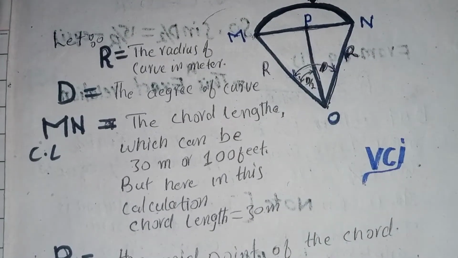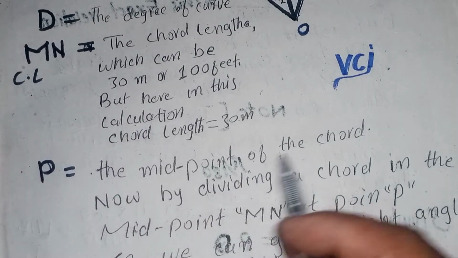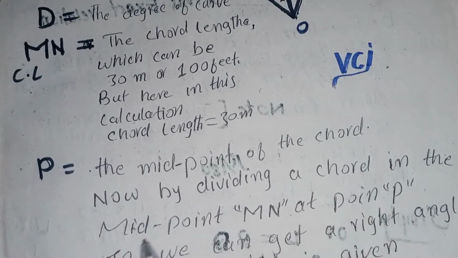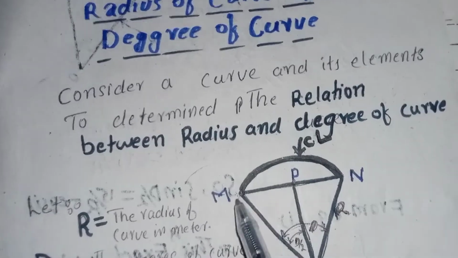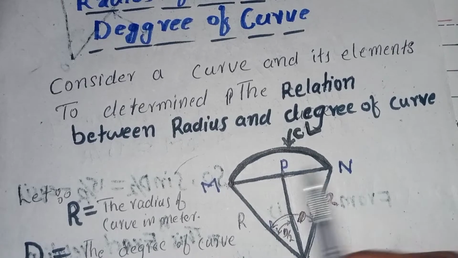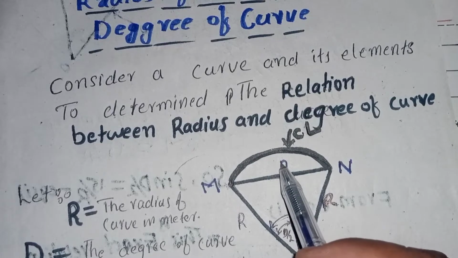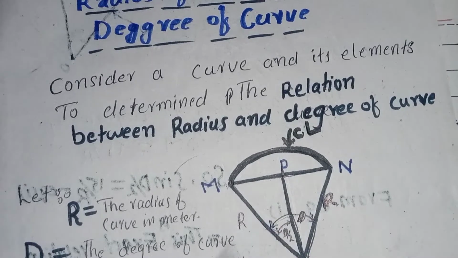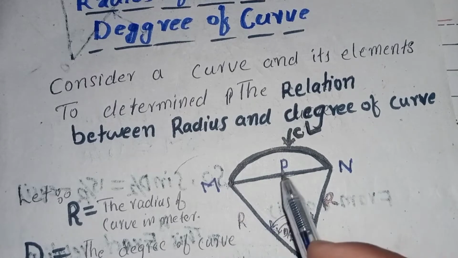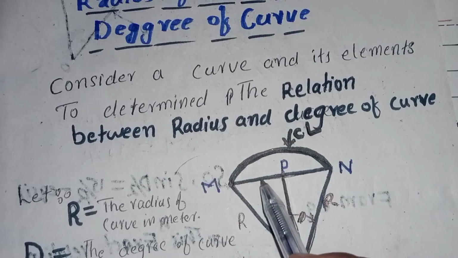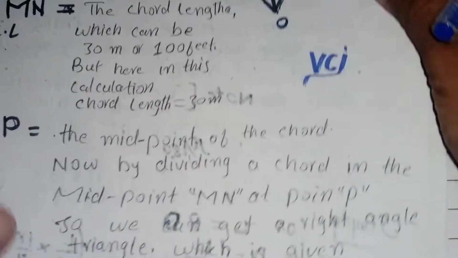The other point P, you can see here, is the midpoint of the chord length. By dividing the chord MN at the midpoint, which is denoted by P, this distance will be equal to half of the total distance, which means it is equal to 1/2 multiplied by the total chord length.